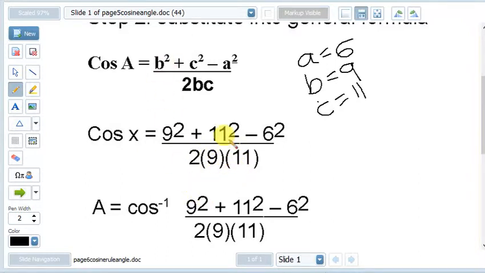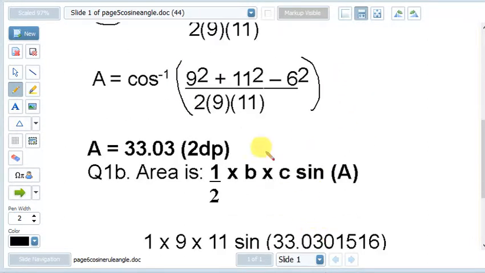So now what we've got to do is bring over the cos x, and when we bring cos across to the other side, it becomes the opposite of cos, which is inverse cos, cos to the minus 1, and then we use our fraction button on the calculator and take inverse cos, and that becomes 33.03 degrees.